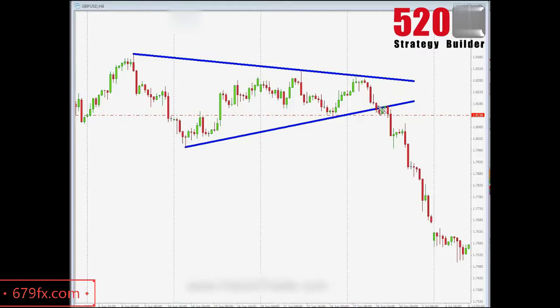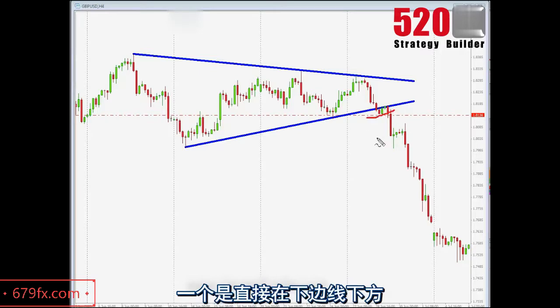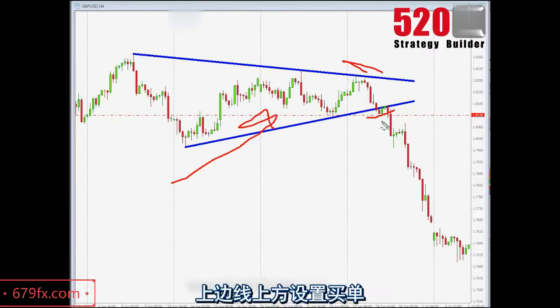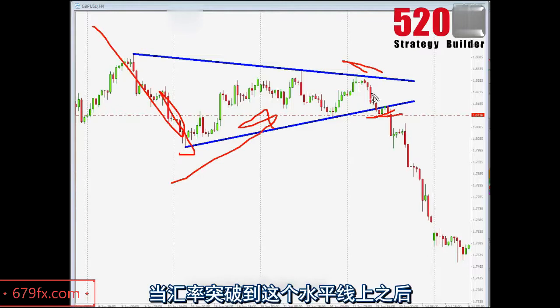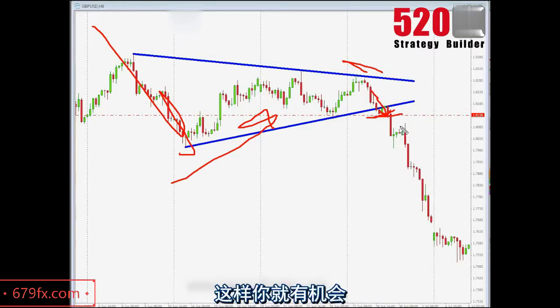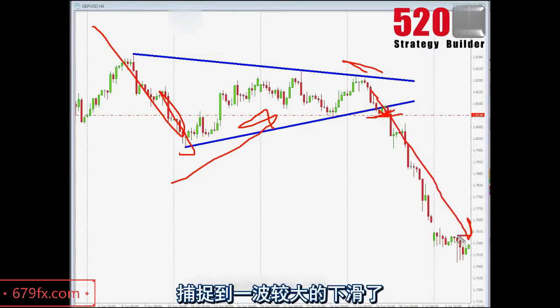Just recapping a little bit, two ways of trading: simply placing a sell stop order a few pips below the triangle lower boundary, or upper boundary if we were in an uptrend, but in this case, since we were in a downtrend, a few pips below the lower boundary, we place a sell stop. Once price breaks out, we will be automatically filled in, hopefully to ride for a new swing down.